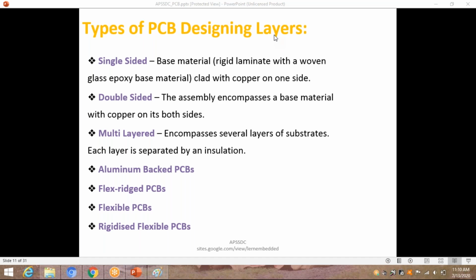Okay, thank you. All of you, are you clear with the multi-layered PCBs? Yes, sir. Sir, could you explain with images, please, sir? Okay, I will show you. They will be coming in the next slides.